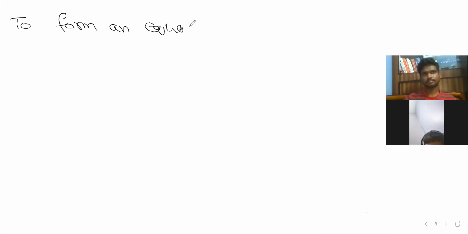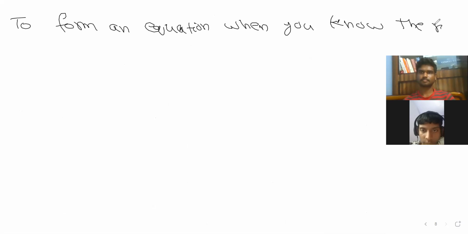Now, how to form an equation when you know the roots. Now you know the roots directly, and you have to form the equation. That is the reverse way, right? Previously, by solving, you were finding the roots. Now you are going in reverse. You know the roots and you want to form the equation.